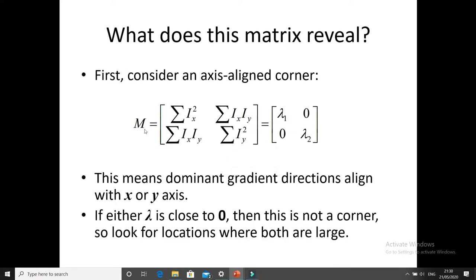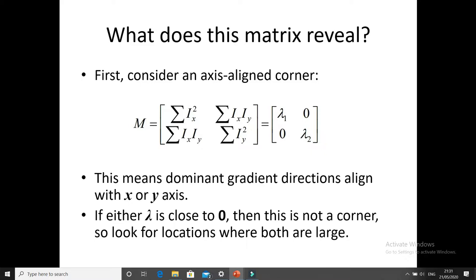This is the case where we have axis aligned corners. We will have either only Ix or only Iy, but not both at the same time. Then Ix Iy will be zero, and we can represent this equation in this form. The result can be written in terms of lambda 1 and lambda 2 with off diagonals being 0, and it's a full rank matrix, except if one of those is 0.